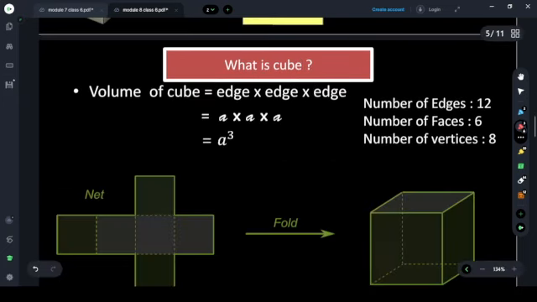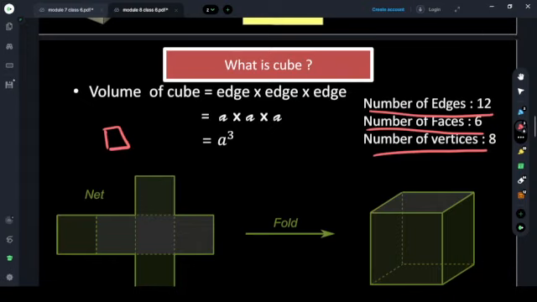Similarly we can see for cube. What is the difference between cuboid and cube? Cube has all equal faces. Okay, cube is made from equal squares. So how many edges does a cube have? Similarly 12. Number of faces is 6. Number of vertices is 8. So what is the formula for volume of cube? A into A into A.